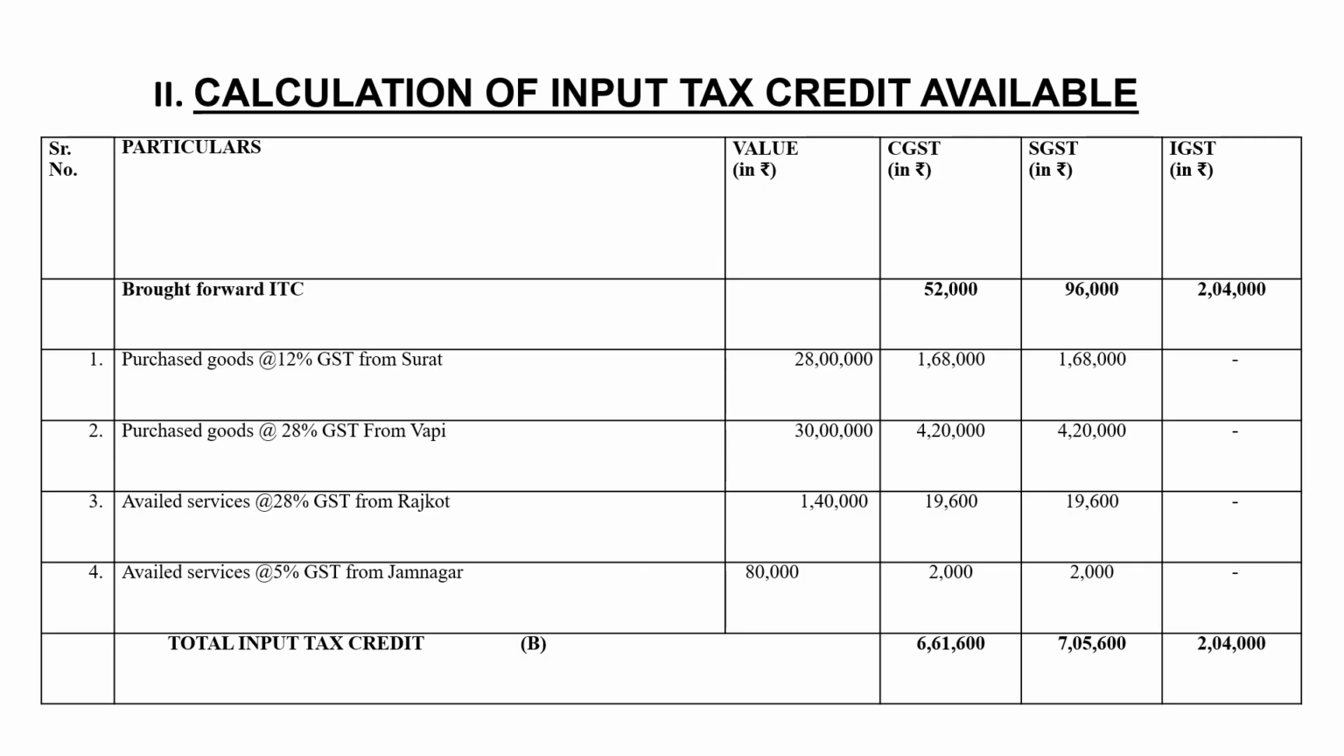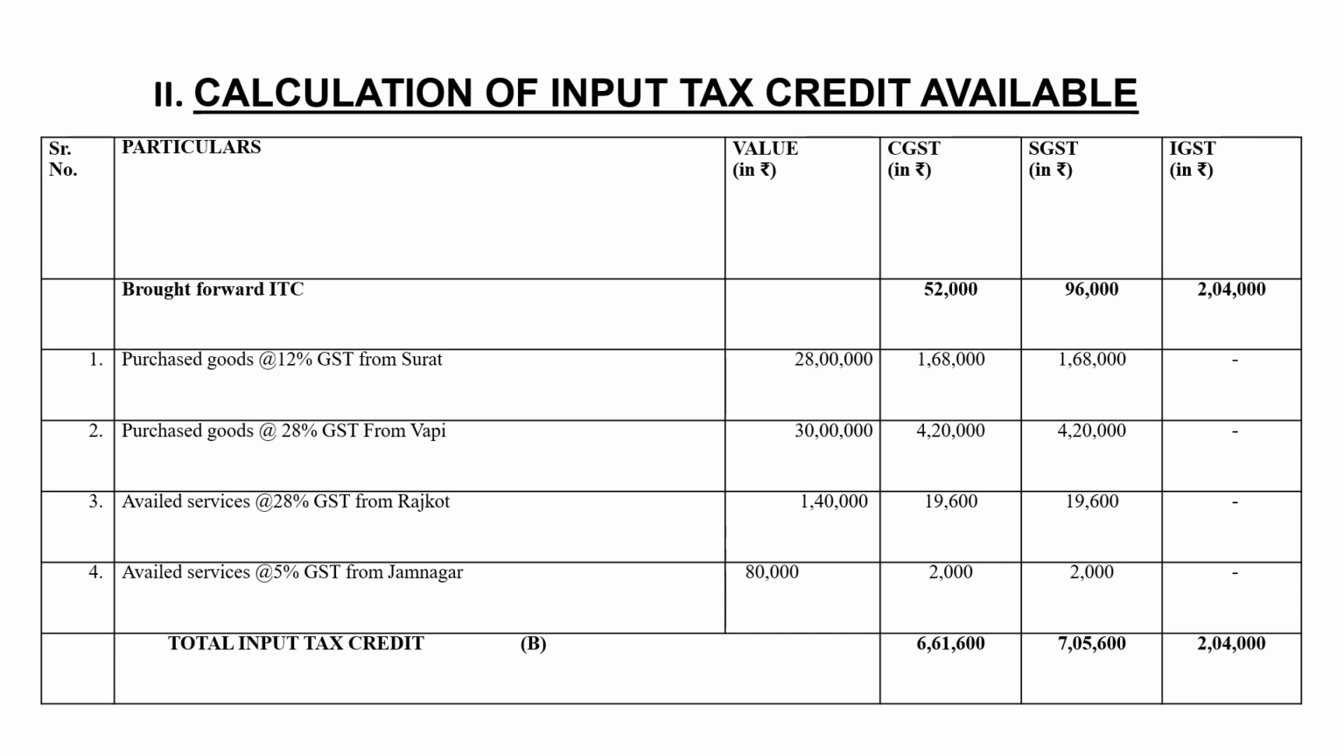The next column is the calculation of input tax credit available. In our particulars, we will write the value and then make CGST, SGST and IGST columns. In input tax credit, we have the opening balance. So we'll write 52,000 in CGST, 96,000 in SGST and 2,04,000 in IGST, which is the opening balance brought forward in ITC.